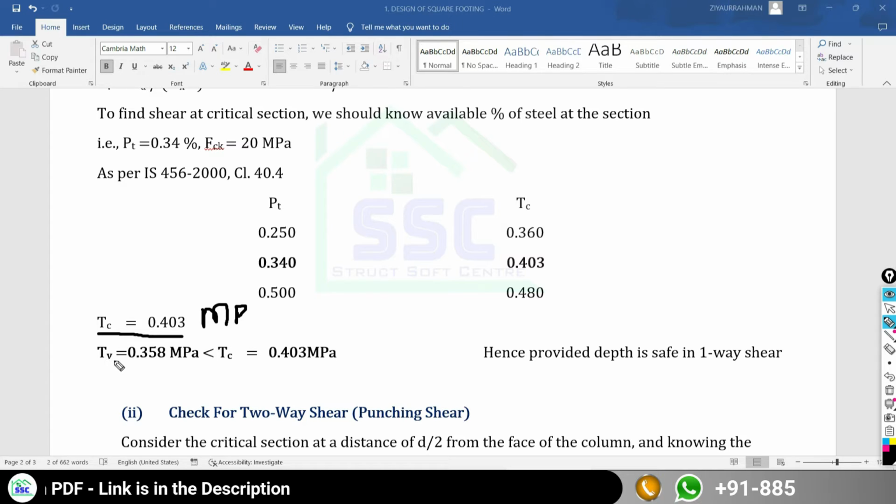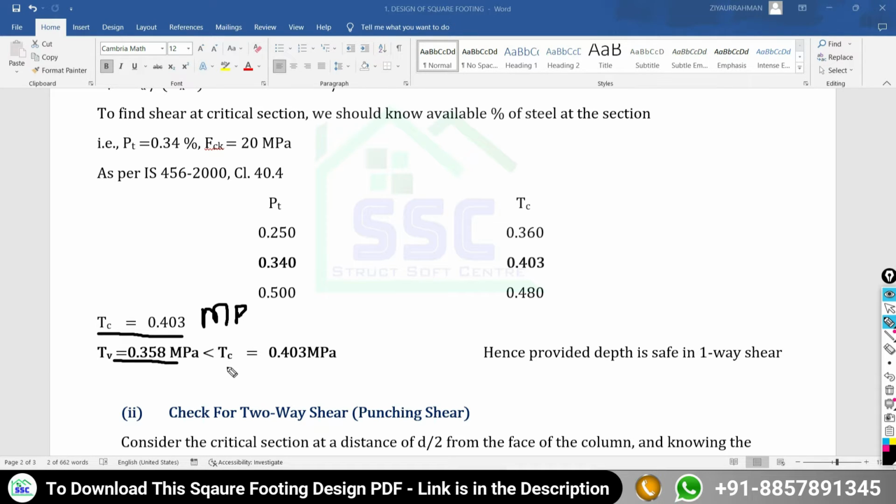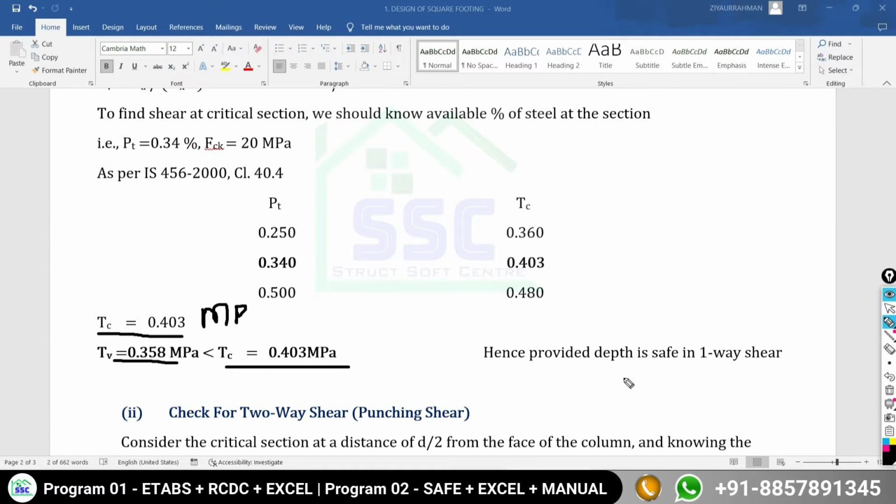So we are getting that nominal shear is less than the critical shear. Hence we can say that our proposed depth is safe for the one-way shear, as well as our proposed percentage of reinforcement is safe for the one-way shear. So this is the overall check we have performed for the one-way shear, and we have concluded that our design is safe for the one-way shear.